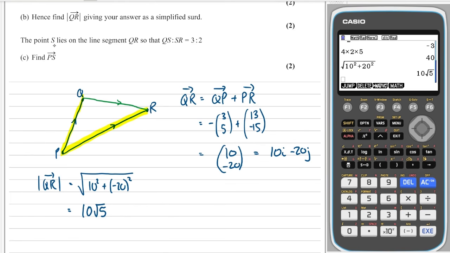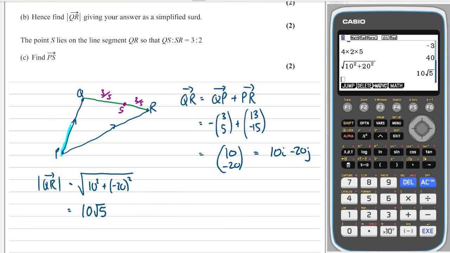Okay, next we have the point S lies on the line segment QR such that Q to S to R is 3 to 2. So it's going to be closer to R, so it's going to be about here, and this is going to be 3 shares, and that will be 2 shares, and that will be S, and so there'll be 5 shares in total. So it'll be 3/5 along and then 2/5 along.